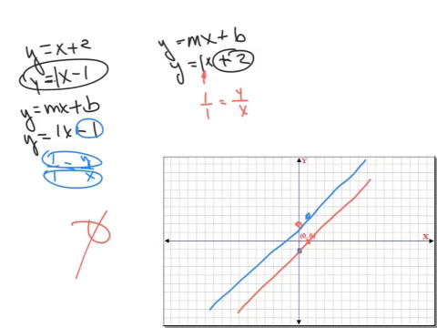Alright. So again, that means that there is no solution. There is no common solution here. These lines do not cross each other. Alright, so let's continue on.